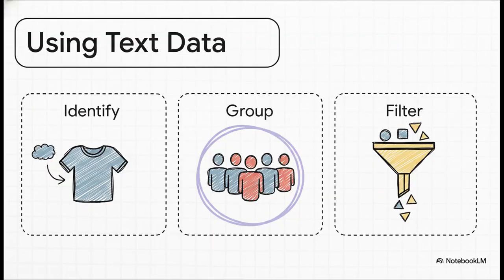And because of that, its purpose is super clear. You don't do math with names, right? Of course not. Instead, you use text to get organized. You can group everybody in the sales department together, or you can filter a giant list to find everyone named Alex. It's all about sorting things and putting them into the right buckets.